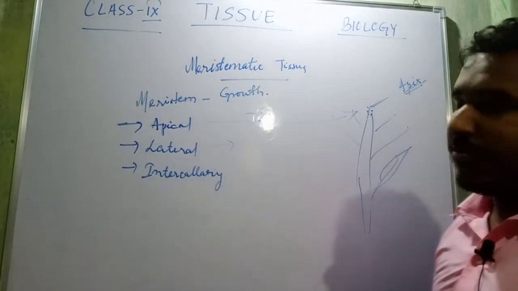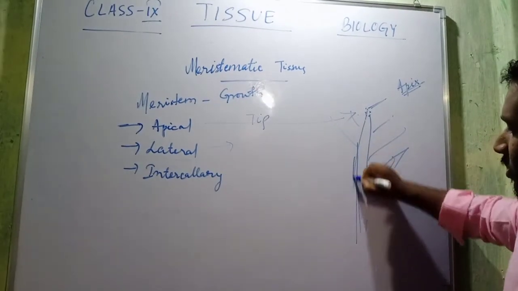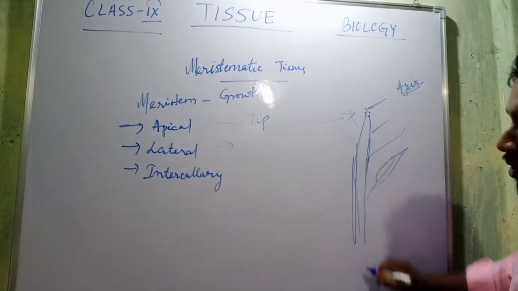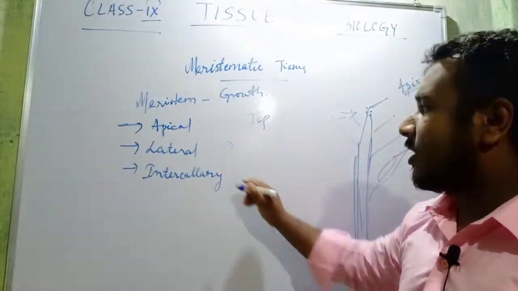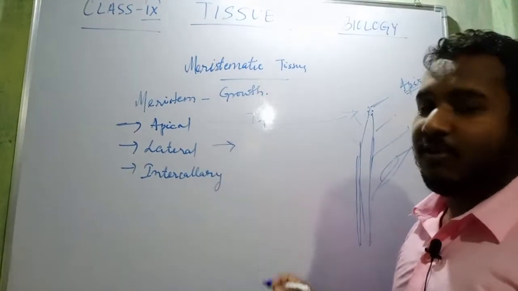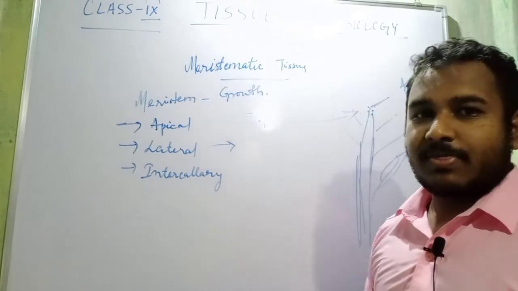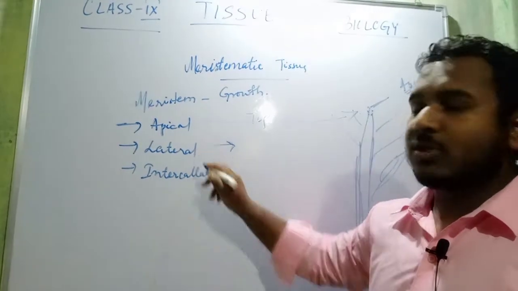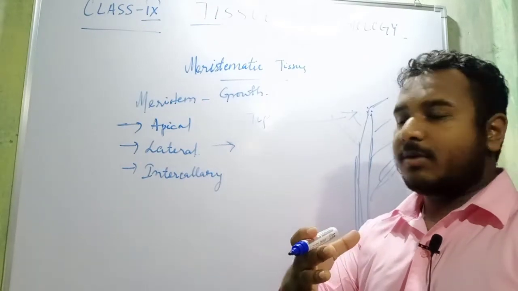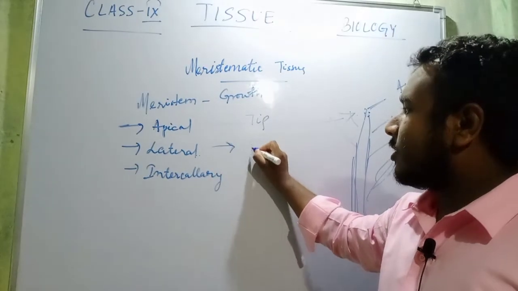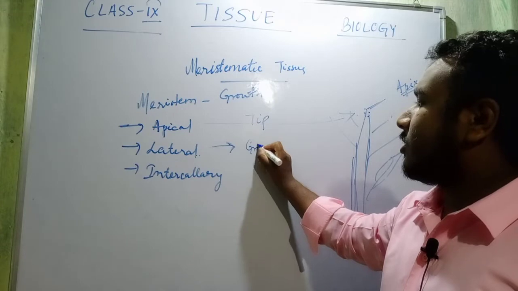Then the lateral meristems: this portion, the bark, the growth, is formed by the division of lateral meristems. The thickness of a plant depends on lateral meristems. So it allows the plant to grow and become thick.